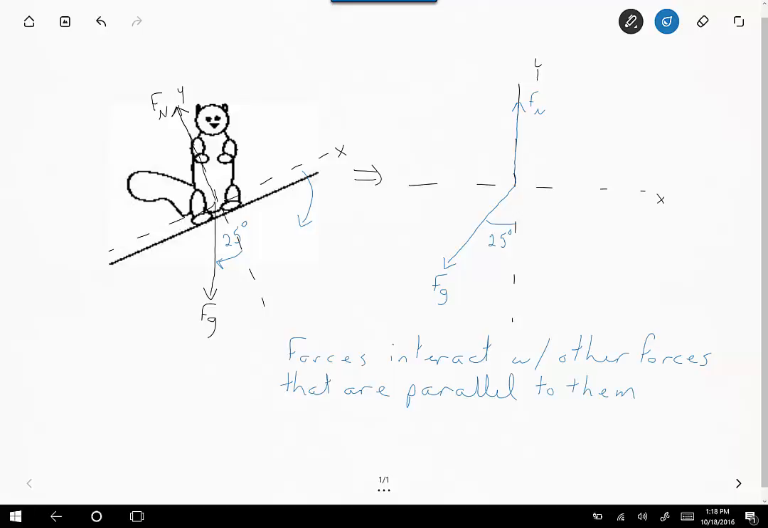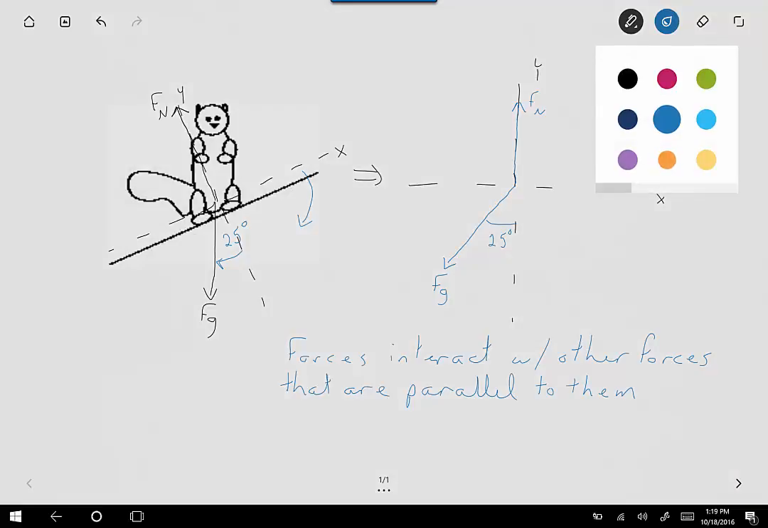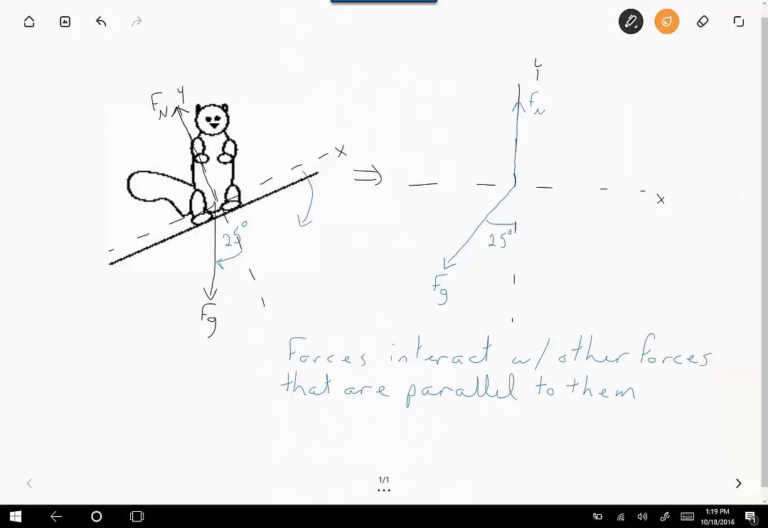So does that mean that the force of gravity, F of g, doesn't interact at all with F of n? No, because there's a part of F of g that's in the y direction. If we separate that out, we can see that some of the force of gravity is going this way, which I'm going to call Fgx, and some of it is coming straight down, which I will call Fgy.